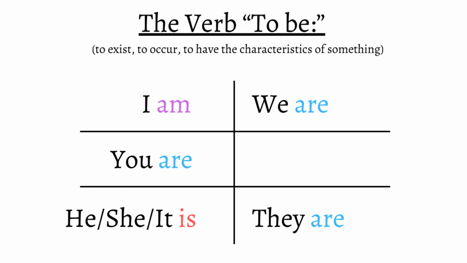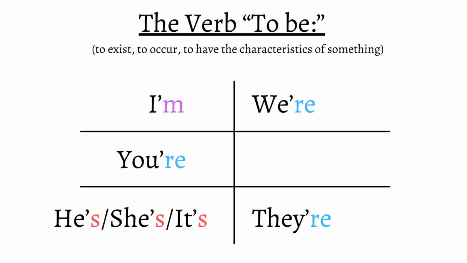In the present simple tense, the conjugations will look like this. I am, you are, he, she, it is, we are, and they are. With contractions, to be will look and sound like this. I'm, you're, he's, she's, it's, we're, and they're.